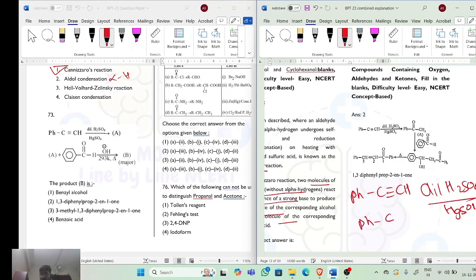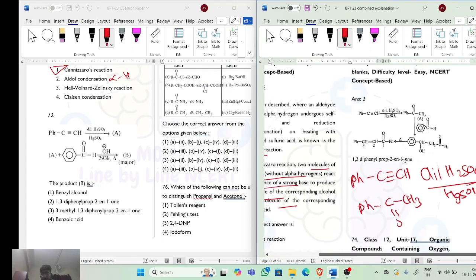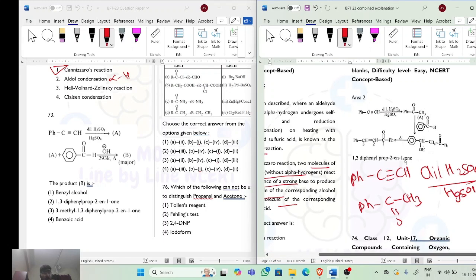It will form C=O CH3. Sorry, it will form the ketone group. The triple bond will oxidize, and it will oxidize into the ketone group. Now here it is the compound A.